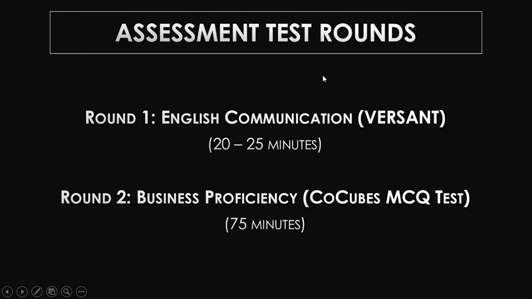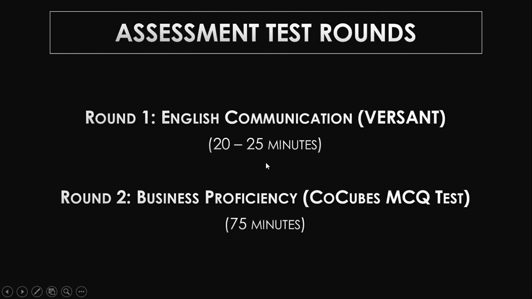Now when it comes to the assessment test rounds, we have round 1 and round 2. Round 1, as we all know already, is the English communication round, that is the Versant round. That will last from 20 to 25 minutes depending on your speed of talking. Trust me, the slower you are, the better it is.